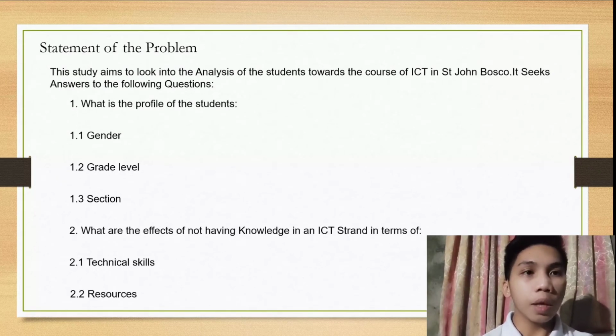In the statement of the problem, the first question is what is the profile of the student and how it affects them according to their gender, grade level, and section. What are the differences of getting ICT strand according to your profile? And we relate this in our title because it gives the effectiveness and challenges of getting ICT strand. In 1.1, gender, because we're seeing that ICT strand is not fit for women and it affects finding a job, so it is one of the causes of having challenges for them.